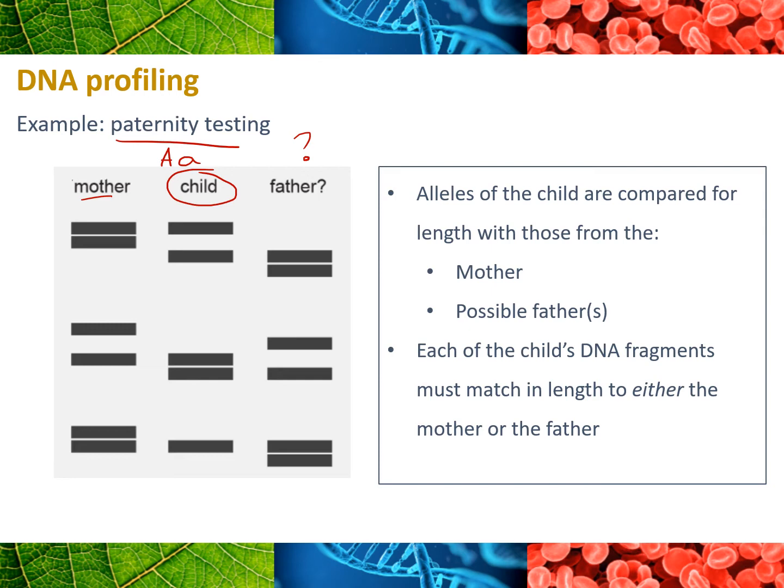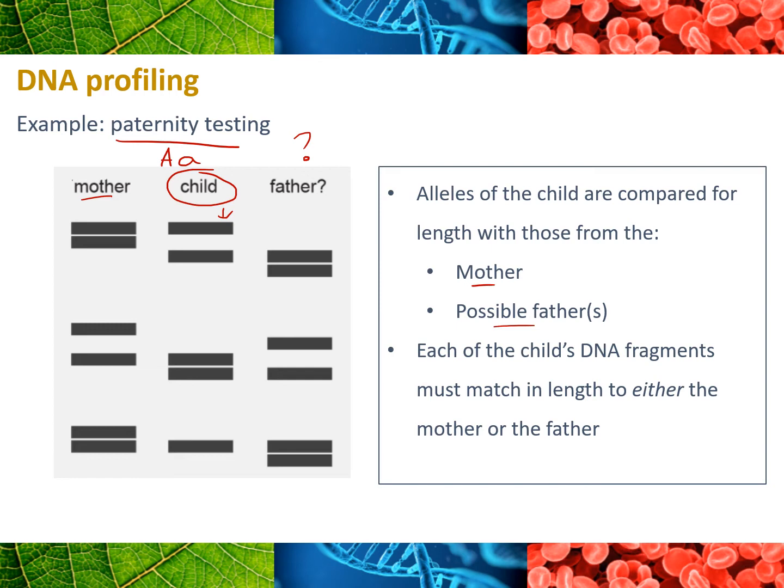Okay, so for each of the child's DNA bands here, each one needs to match either the mother or the father. Or sometimes, it will have the same one. It'll inherit the same one from both parents. Okay, so again, you have to work through each of these. These are generally easier on paper because you can draw on them.